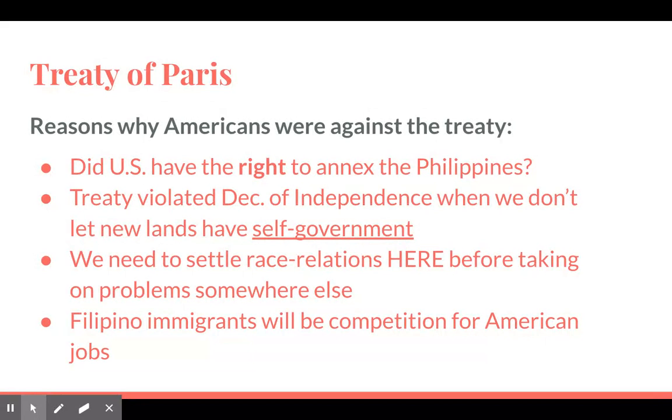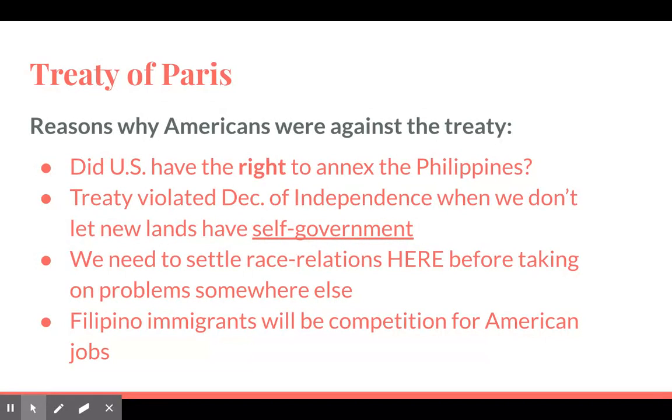Second bullet point, they think that this treaty violates the Declaration of Independence. Do you remember the Declaration of Independence and how it's built on this idea of self-government, that we think that we deserve to govern ourselves, that England is being oppressive, is being a tyrant? Are we doing the same thing to these countries? If we're not letting them self-govern, isn't that an issue with the core of America?